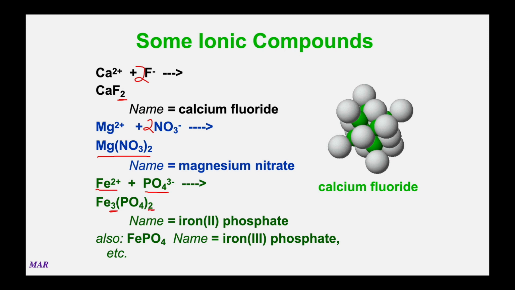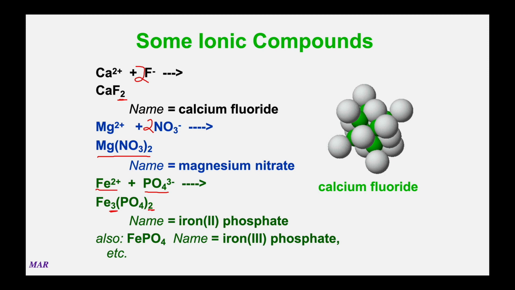So that tells you that you're going to need 3 irons for every 2 phosphates, or 3 times +2 for the iron plus 2 times -3 for the phosphate equals 0. And that's a cool way to think about it too. So iron(II) phosphate, which is how you'd write that, 3 irons and 2 phosphates. And again, notice the Roman numeral reflects the charge on the iron, not the number of irons, and that's important.